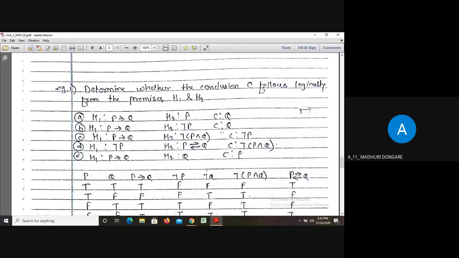Yes, ma'am. So what about that conclusion C? Whether it is valid or not? Valid. How did you solve it?